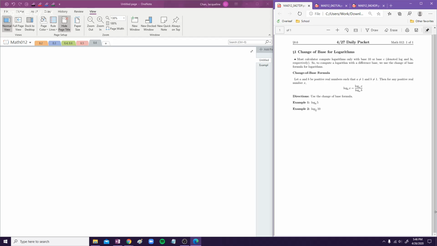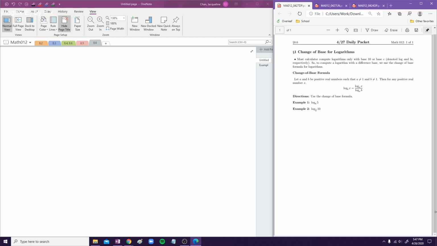Hello everyone. So today we are going back to section 8.6 to talk about change of base for logarithms. One thing to note is that when you want to compute a logarithm with a calculator, most calculators will only do base 10 or base e. So in order to compute a logarithm with a different base, we're going to have to use a change of base formula. And what is the change of base formula?